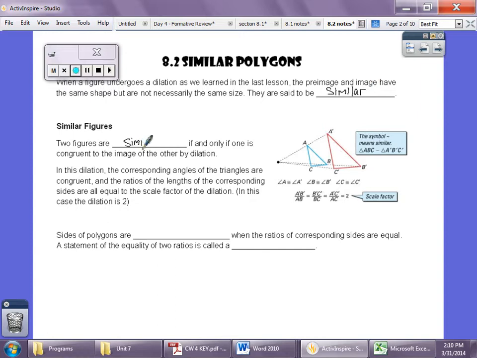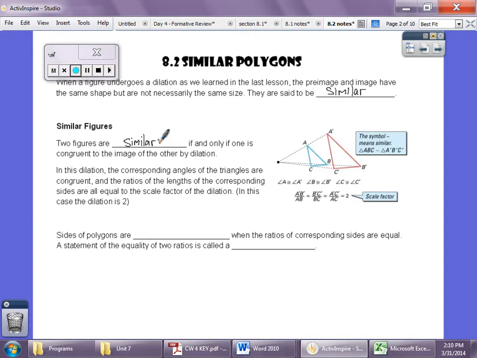if and only if one is congruent to the image of the other by a dilation. So we talked about the dilation and the scale factor today. So they are similar if they're congruent by the dilation. In this dilation, the corresponding angles of the triangle are congruent. The angles are still congruent. And the ratios of the lengths of the corresponding sides are all equal to the scale factor of the dilation.